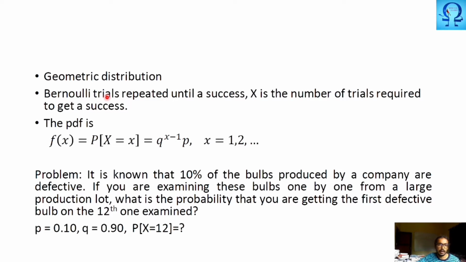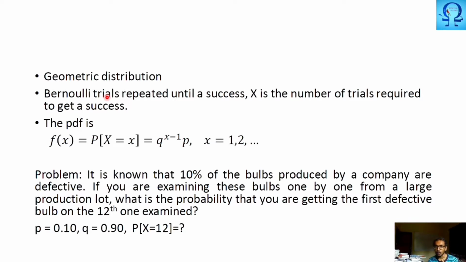Welcome. The next distribution that we are going to see is the geometric distribution. Recalling the previous distributions, in binomial, we repeated the Bernoulli trial a certain number of times and observed the number of successes obtained in that repetition of the Bernoulli trials. And in Poisson distribution, we repeated the Bernoulli trial an infinite number of times. Whereas in geometric distribution, we are going to repeat the Bernoulli trial until we get a success.